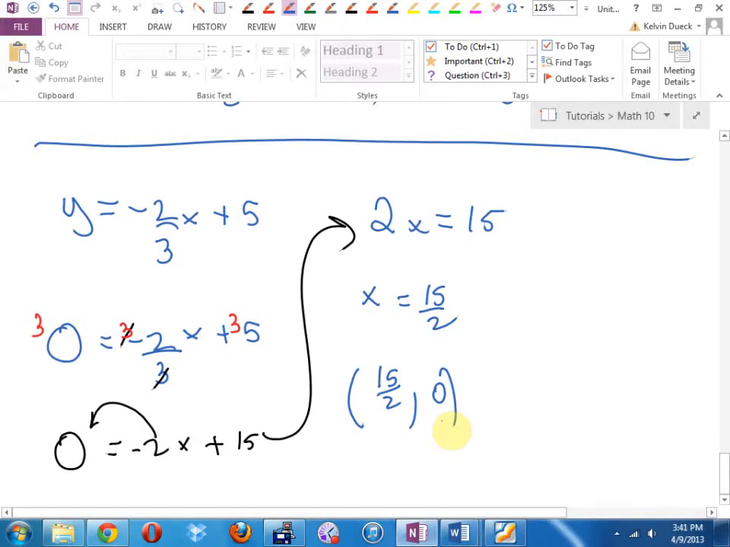So yeah, could you put a 0 in for y in slope-intercept form? Sure can. Take a couple lines, but very doable. Just be careful.